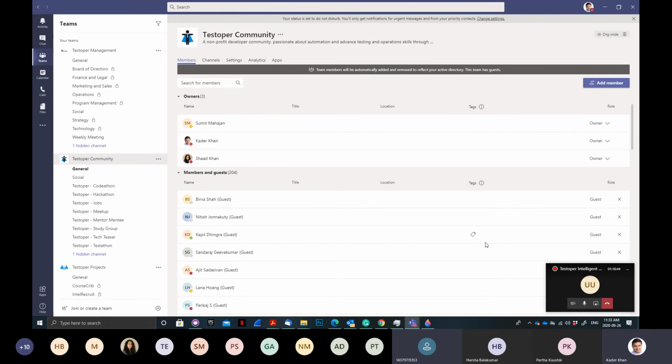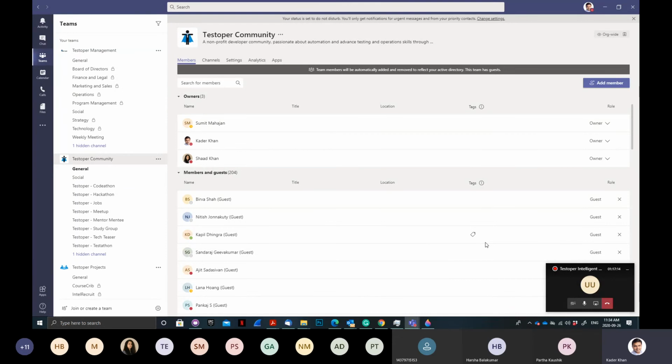No, Teams is like a Slack channel, right? Teams is private. It's not a social media like Facebook, or like Eventbrite, where you can go and search for Testoper, and Meetup, you can search for Testoper. Those are the social media tools, right? But this is a collaboration tool. Social media tools are public for everyone, like Eventbrite. This is a collaboration tool which is for a closed group of people.